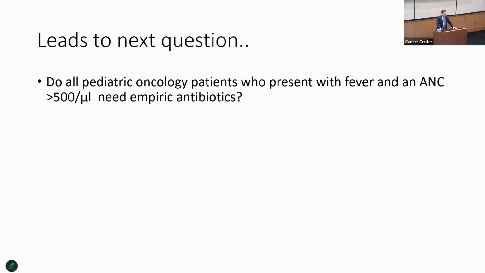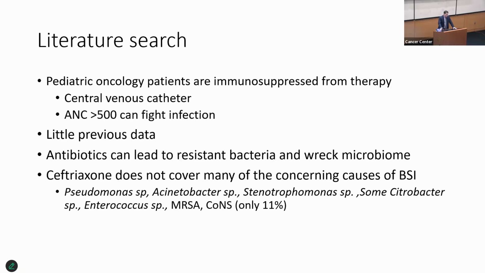So then this leads to my next question: do all pediatric oncology patients who present with fever and an ANC greater than 500 need empiric antibiotics? When I started this journey more than 10 years ago, the things we all knew to be true were that pediatric oncology patients are immunosuppressed from therapy, and a lot of them have central venous catheters that increase the risk of infection. We know that if your ANC is over 500, though, a lot of times you have the ability to fight an infection. You have neutrophils that can go and fight. And there was little previous data to really guide us. There was one paper published in the 10 years before my first one that had an inconclusive result.